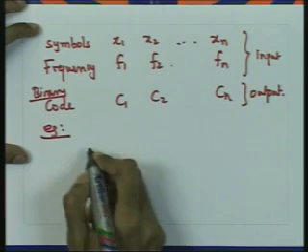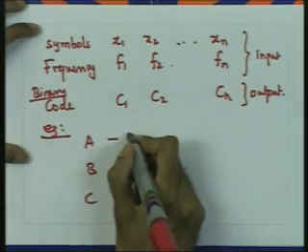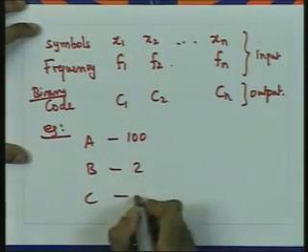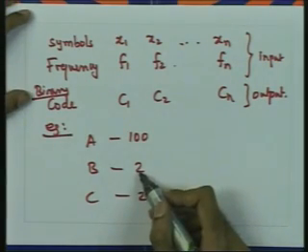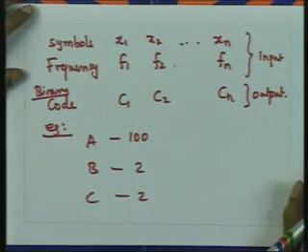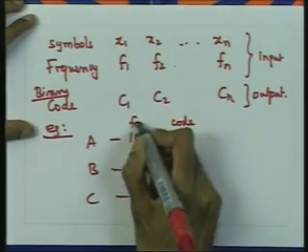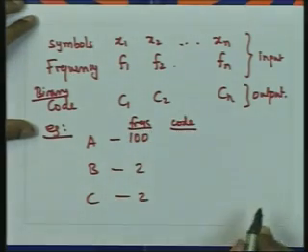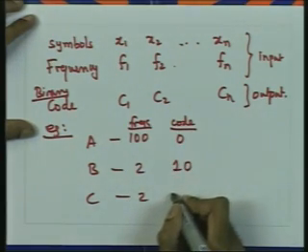So let's take an example. I have, let's say, A, B, and C, 3 symbols. The frequencies are 100, 2, 2, which means A is sent 100 times a second, B is sent 2 times a second, and C 2 times a second. These are the average frequencies at which they are sent through. Now we would like a code. Well, here is a good code. A is 0, B is 1 0, and C is 1 1.